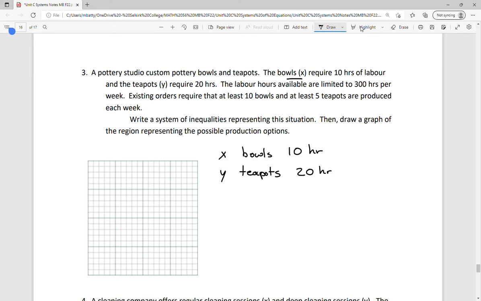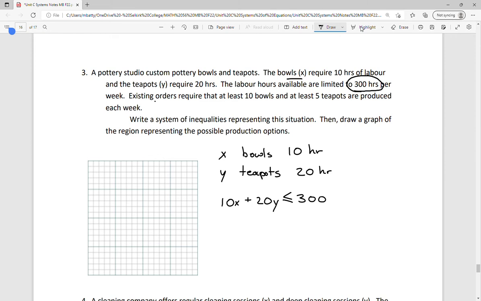Now, the constraint, the thing that is limited here, is the number of hours available. So what's going on with this is that we have 10 times the number of bowls, that would be the total number of hours contributed towards bowls, and 20 times Y is the number of hours put towards teapots, has to be less than or equal to 300 hours. We can't have more than that, or we've exceeded the number of hours the workers are available, and we probably don't want to have to pay overtime. So that is my one constraint.